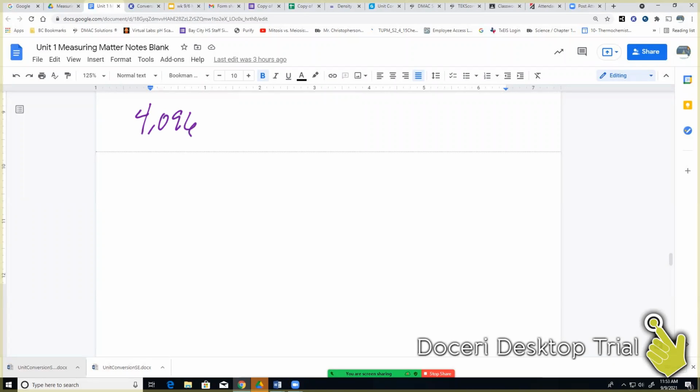All right, 4,096 megabytes. And I want to figure out how many gigabytes. Something I would never be interested in my whole life. Just give me a computer. I will never know whether I'm getting ready to run out of bytes or not. So start with your given.